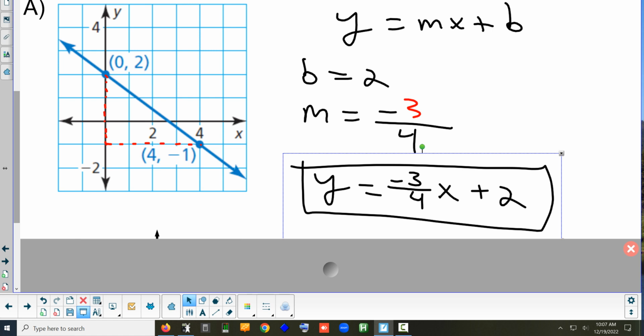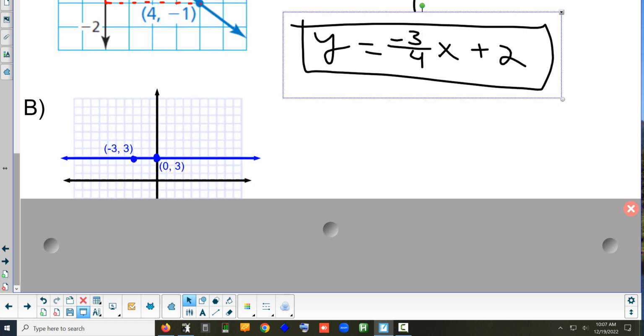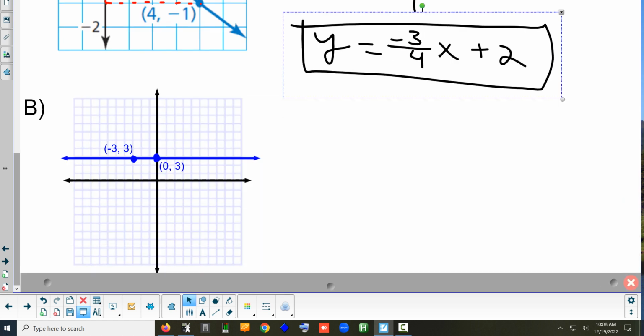All right, let's try another one. Okay, you guys have the same one printed. I know it's a little bit smaller. Do you have it printed on your guided notes? So the first point is negative 3, 3. And the next point is 0, 3. All right, let's do this one together.